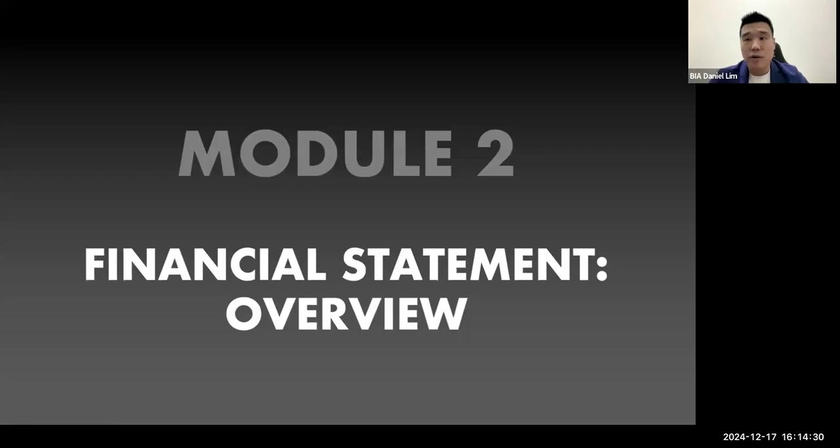So in module 2, we will be talking about financial statements. And this financial statement is the first step for every stock investor to identify good companies. Whenever you want to identify and find good companies, you want to see their numbers. And this is where we go and find it. Okay, so let's get started.